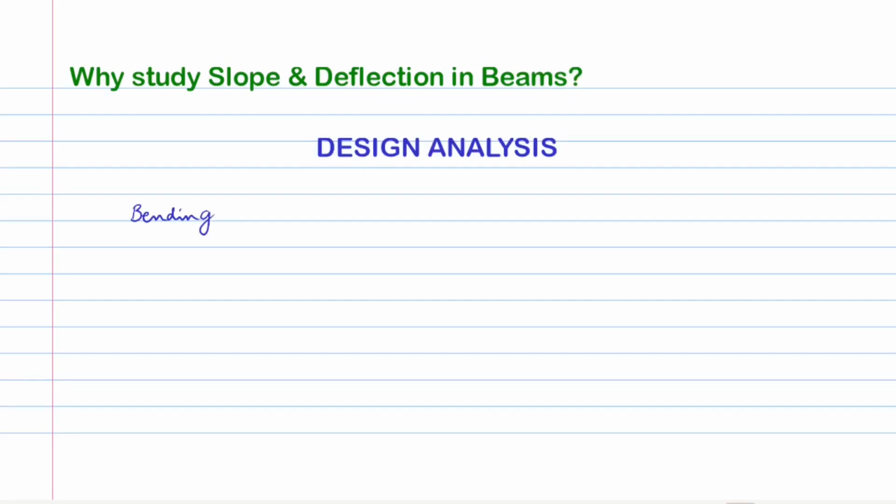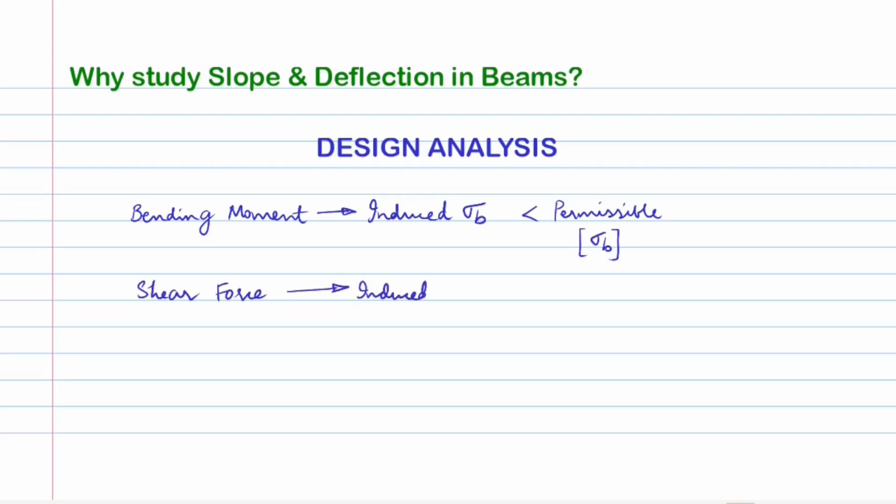The cross-section of a beam has to be designed in such a way that it is strong enough to limit the induced bending stress as a result of bending moment and also to limit the induced shear stress as a result of shear force that are both developed in the beam. This criterion is known as strength criterion of design. We have already covered this study in chapters 3 and 4 of this course.